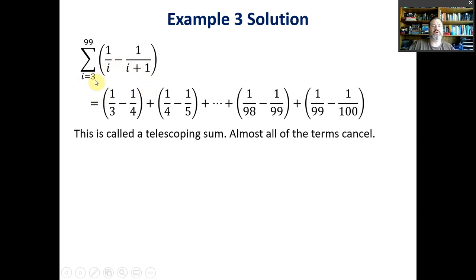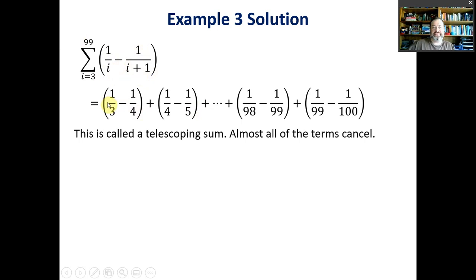Next one is you plug in 4. So we get 1/4 minus 1/5, and you plug in 5, 1/5 minus 1/6. All the way up to 98, 1 over 98 minus 1 over 99. And then the last one, 99: 1 over 99 minus 1 over 100.